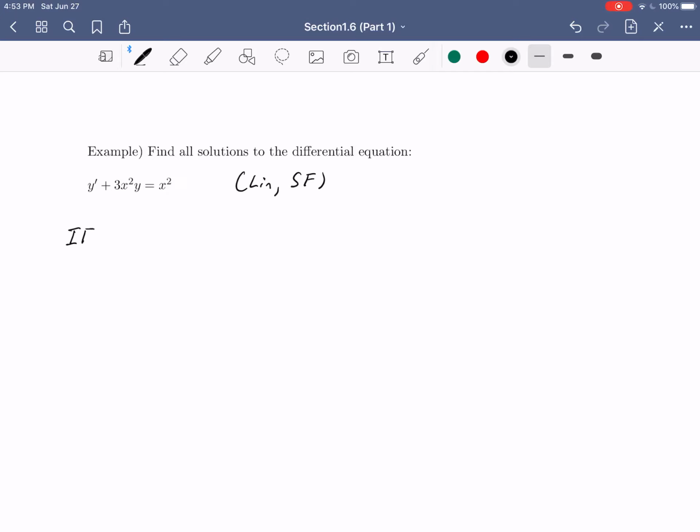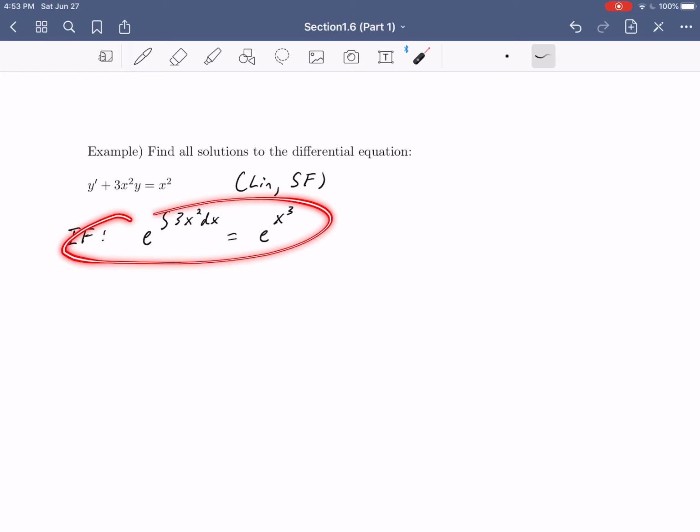Our integrating factor is going to be e to the integral of 3x squared dx. So we take that p of x and we integrate it. And that's going to give us e to the x cubed. We don't need to use plus c, because we're just choosing any antiderivative for the integrating factor. So you might as well use the one with the c being 0. We don't need to put a plus c up top or anything. For your integrating factor, you're just choosing one single antiderivative.